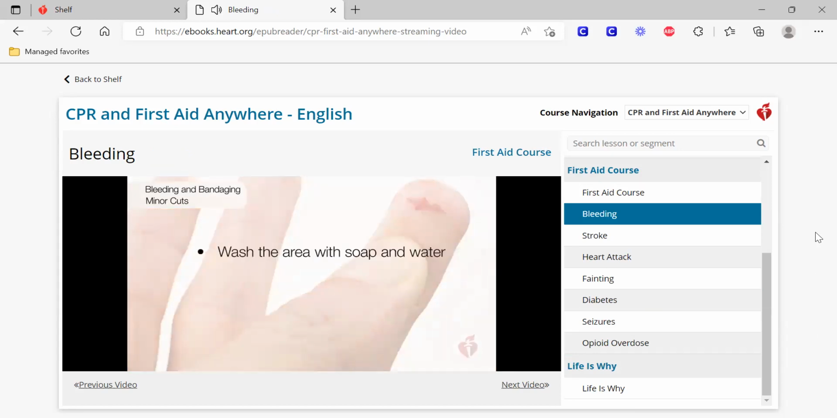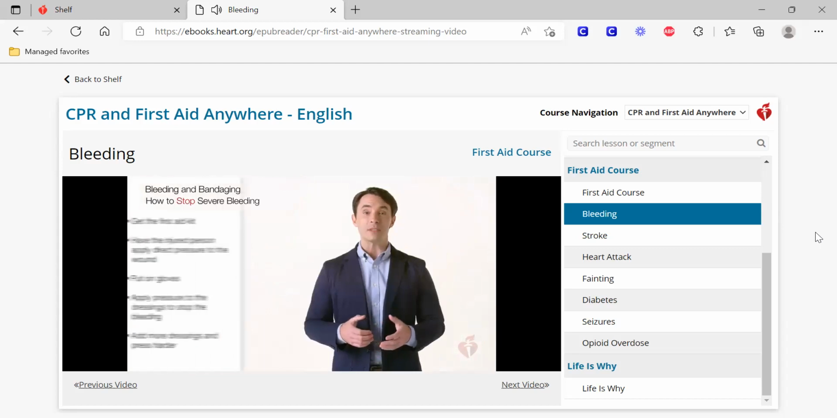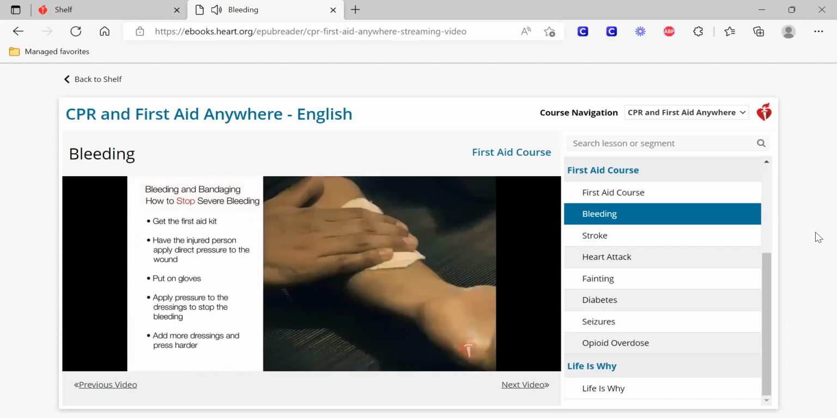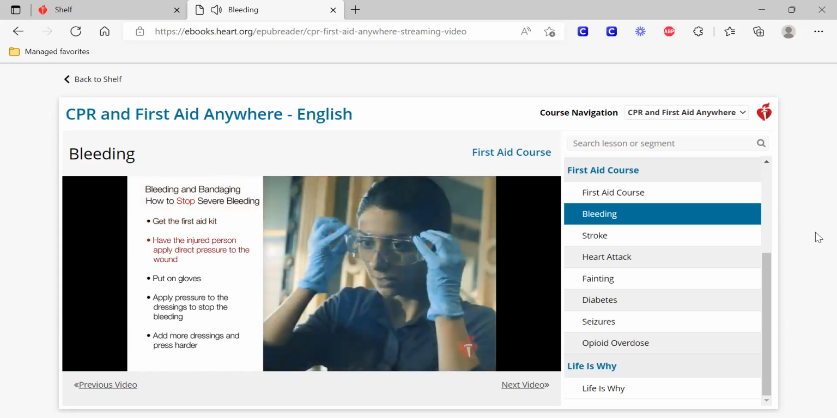For minor cuts, wash the area with soap and water, and then apply a dressing to the wound. To stop severe bleeding, take the following first aid actions. First, send someone to get the first aid kit. While you are waiting for the first aid kit to arrive, have the injured person apply direct pressure to the wound. If gloves are in the first aid kit, use them.